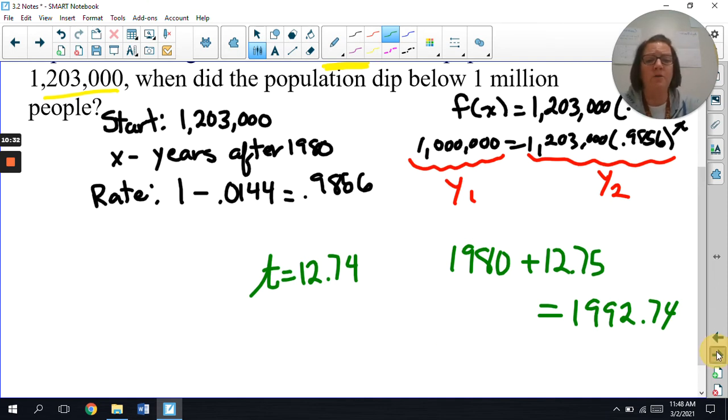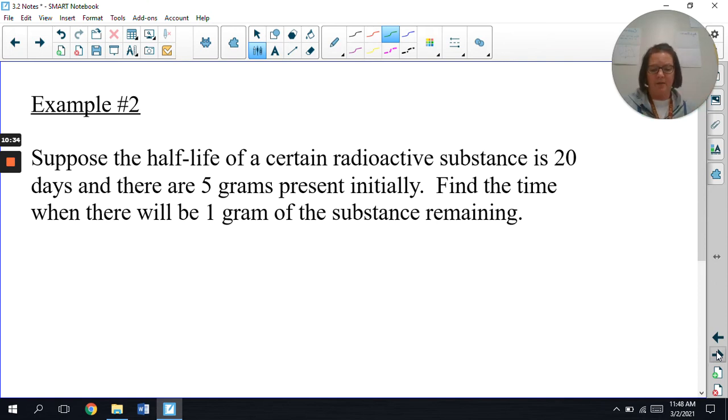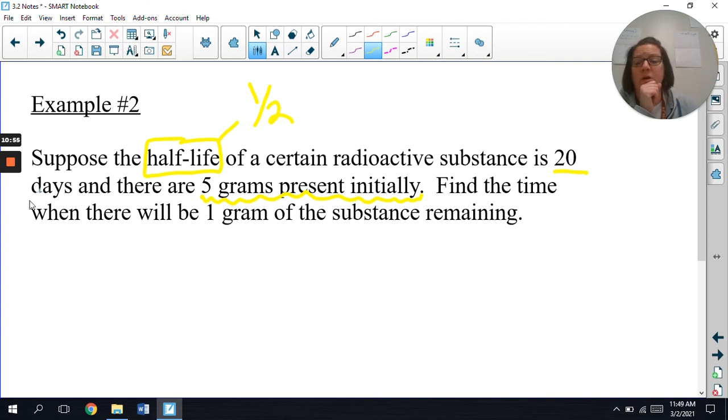Okay, let's go ahead and go to the next example. In this one, the thing we know is we have a half-life, which means our rate is 1/2. It says 5 grams present initially, so that's our initial value, our initial population. But the key thing here is it's 20 days. My half-life occurs every 20 days, so that has to come into account in my equation. You have to make sure you know your units.